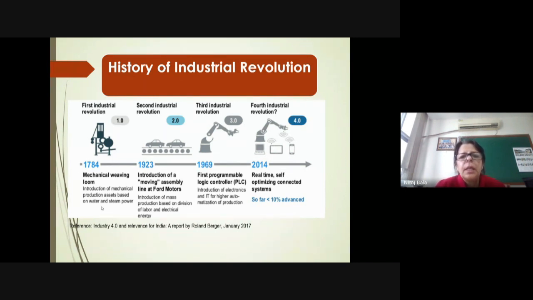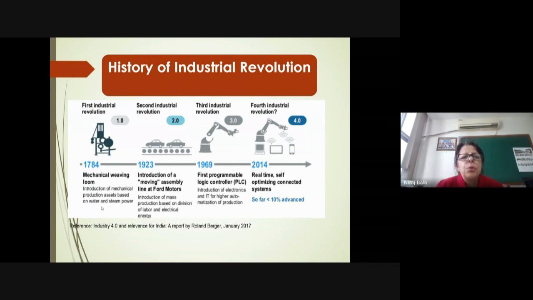This thing is clear that we all technical people, we are for the industry. We are training the students, we are educating the students for working in the industrial sector. So we need to know how the industrial revolutions are taking place so that we can have our education system, Education 4.0, parallelly with the industrial revolution.